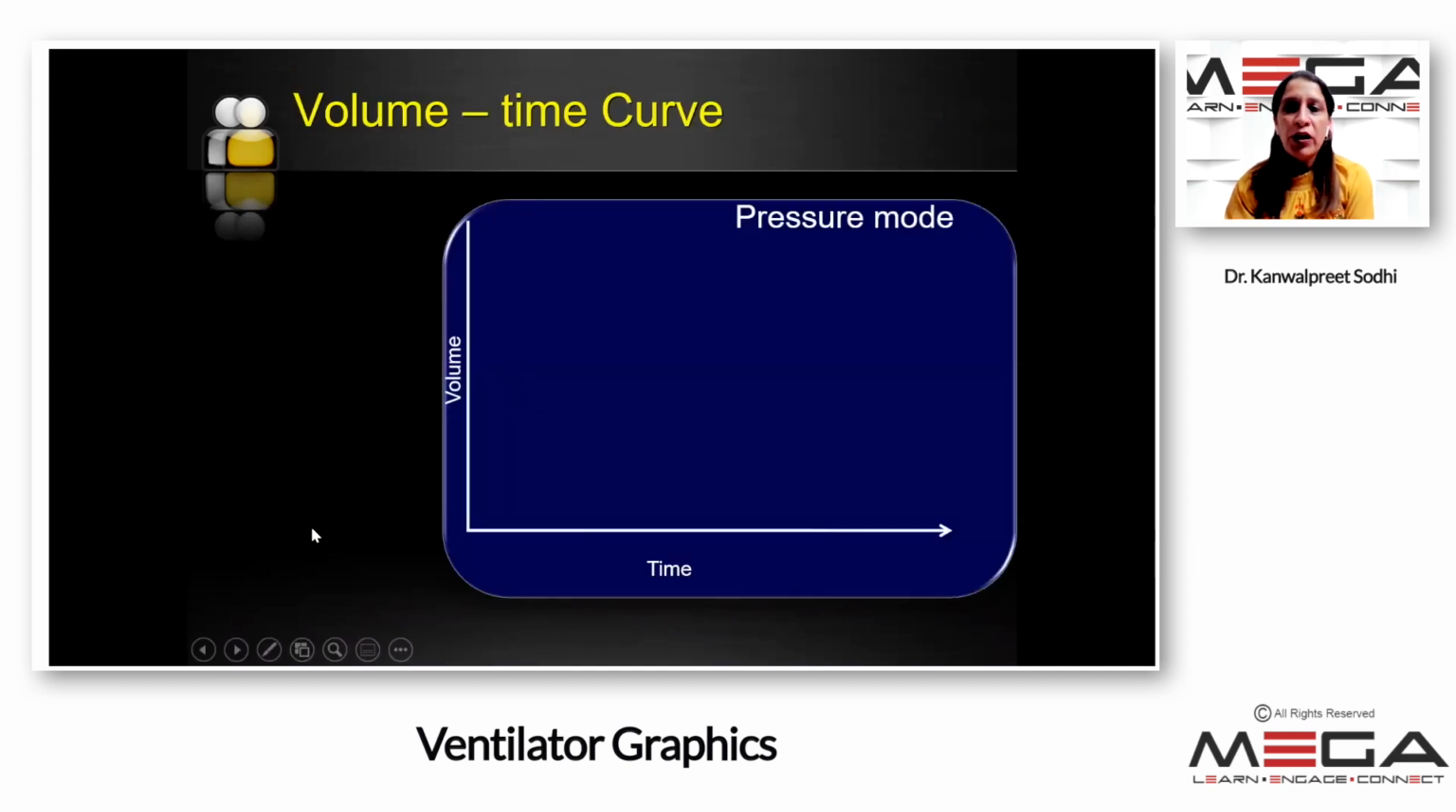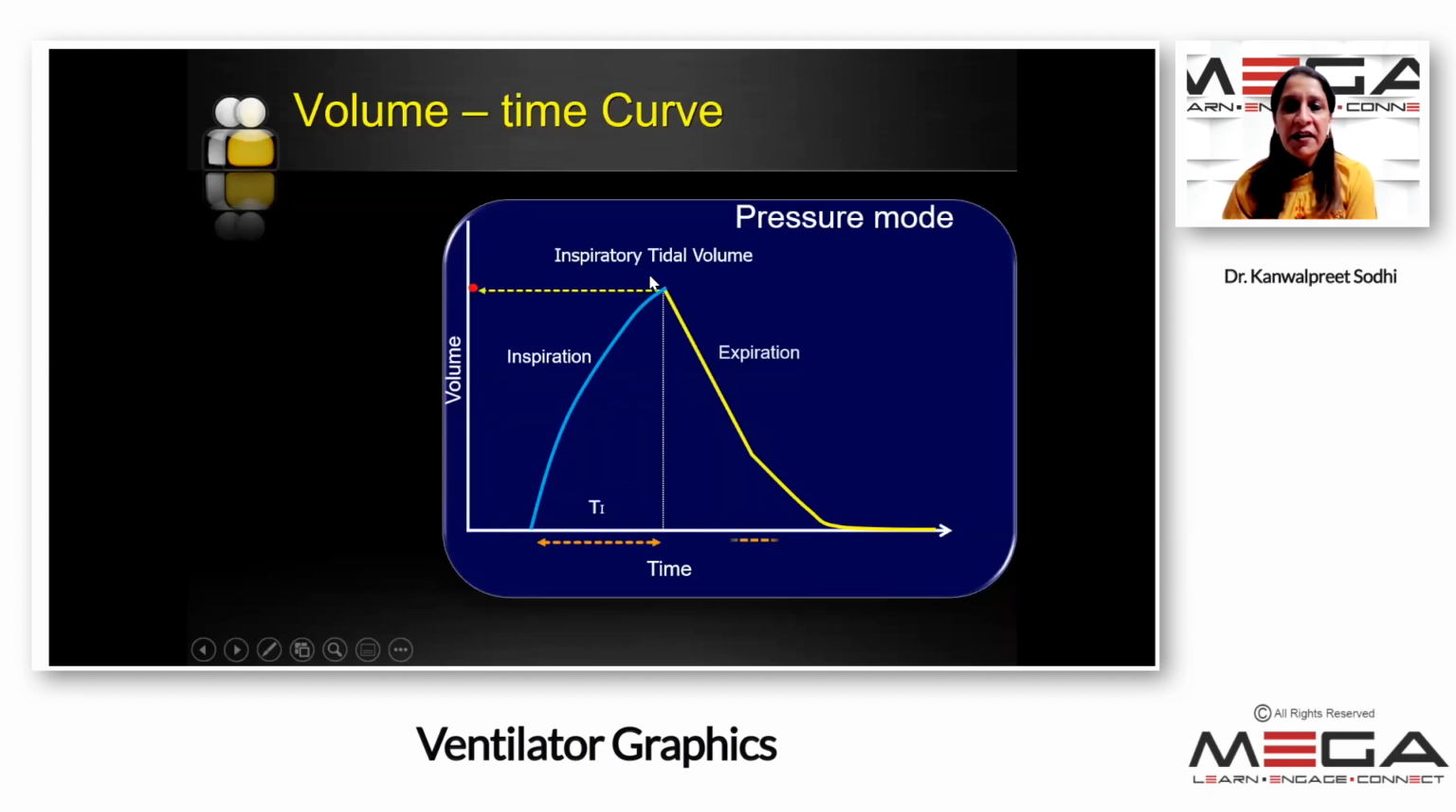Okay, coming to the volume time curve. In the pressure mode, once the inspiration starts, to achieve a set target pressure, a certain amount of volume is achieved, that is the tidal volume. So inspiration seems like a mountain type of curve. Inspiration phase and then the expiratory phase, wherein after the end of expiration, the volume ends up here. So this is the inspiratory time, this is the expiratory time.